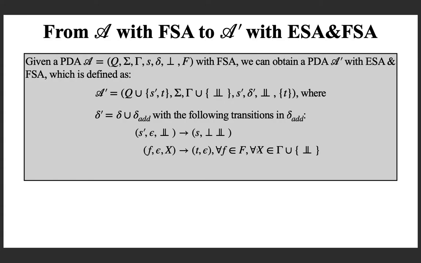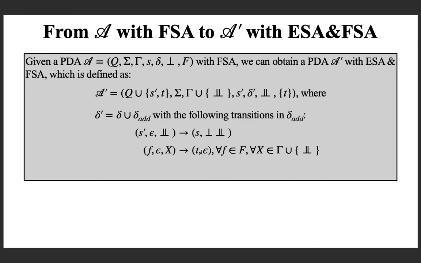Then you have this transition. For each final state F, without consuming an input, whatever be the top of the stack symbol, you take out that top of the stack symbol and land up in the only final state of the A prime machine. And note that you will definitely get a top of stack symbol, because at least this new bottom symbol is there. See, why is it so? So for each stack symbol, you are doing it.